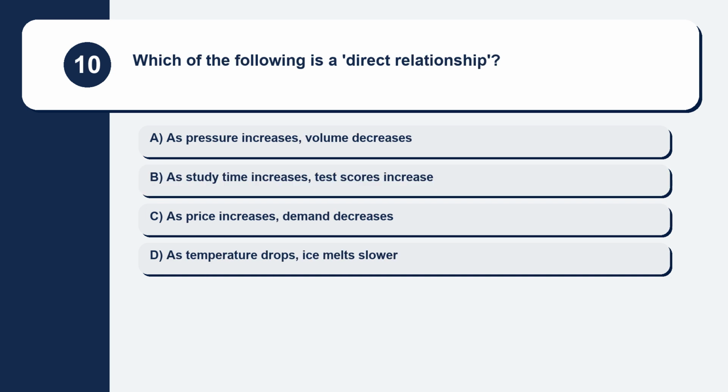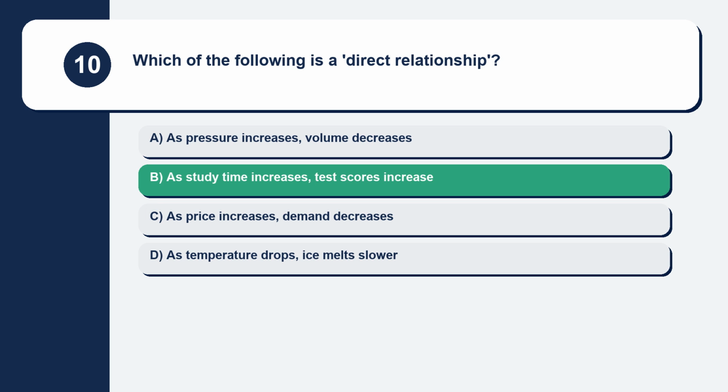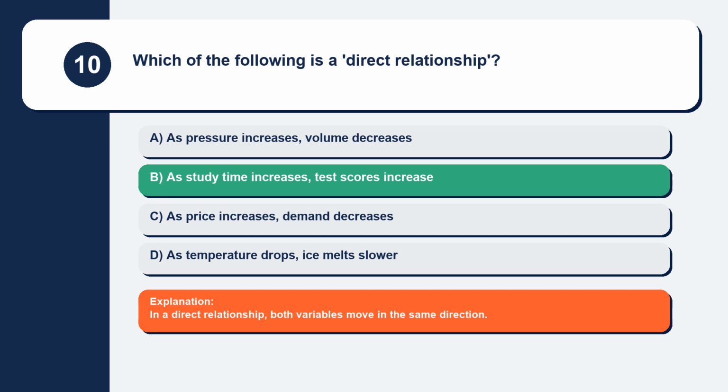Question 10. Which of the following is a direct relationship? As pressure increases, volume decreases. As study time increases, test scores increase. As price increases, demand decreases. As temperature drops, ice melts slower. In a direct relationship, both variables move in the same direction.